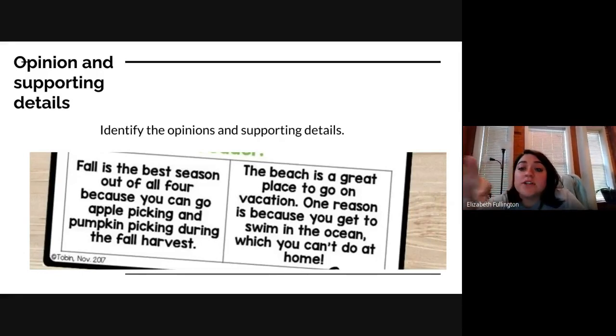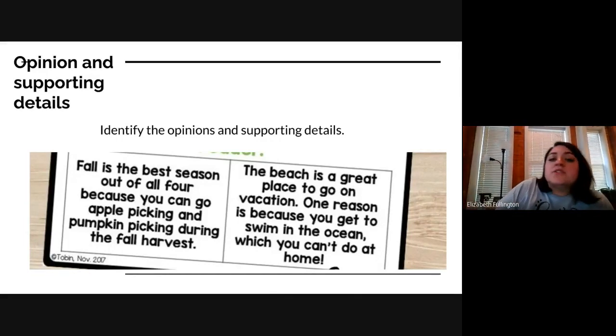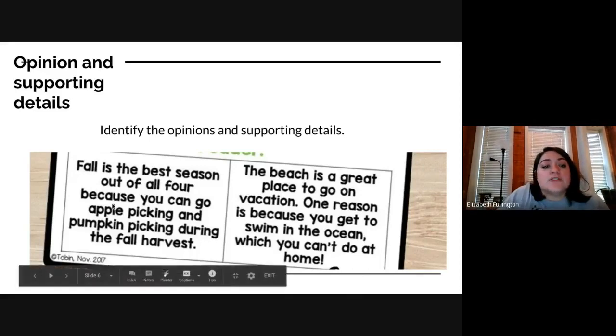And so those are supporting details, because supporting details are the reasons why this person may think this. So we're going to read a couple of paragraphs together, and we're going to talk about which statement is there and where are the reasons in one paragraph, okay? So we'll do the first one together. So the first one says, fall is the best season out of all 4 because you can go apple picking and pumpkin picking during the fall harvest.